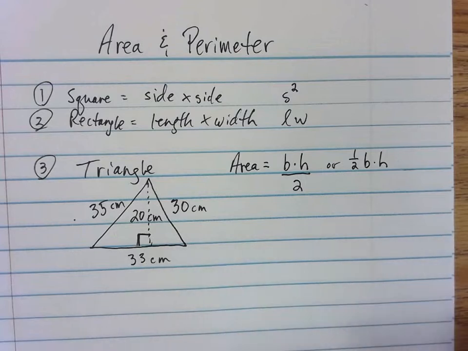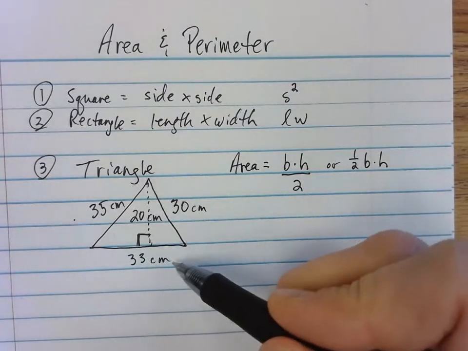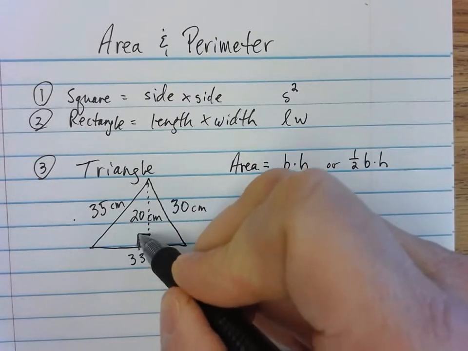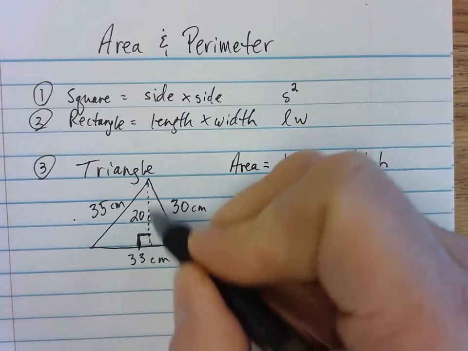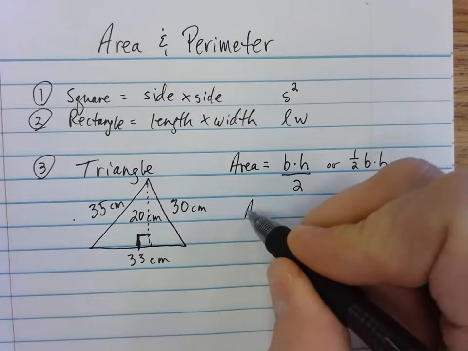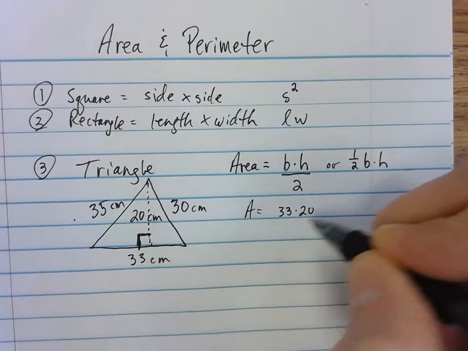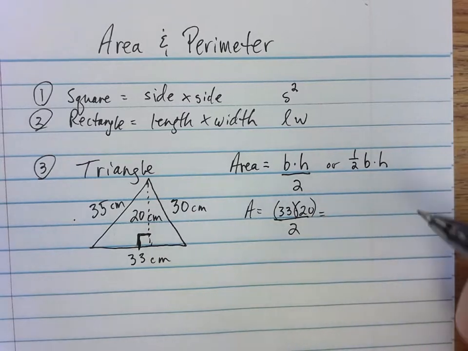So if we look back over here at our triangle, okay, the base of the triangle is 33. The height of the triangle is 20. How you know that is where the right angle touches. Okay, so where the right angle touches, it touches the base, it touches the height. So for this one, the base is 33. The height is 20, so we're going to do 33 times 20, and we're going to divide that by 2, or take half of that.